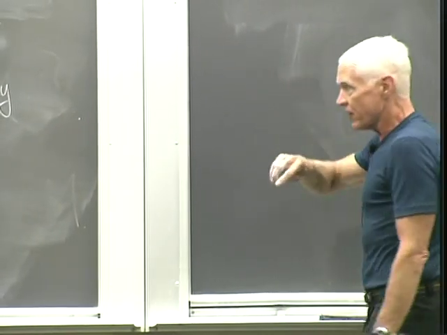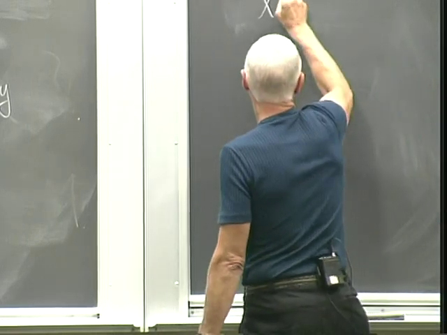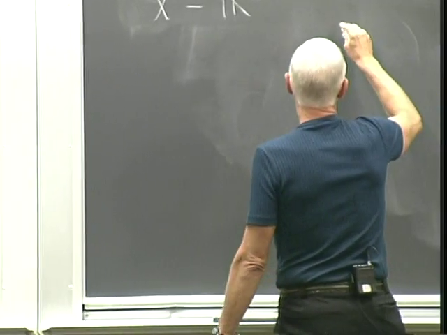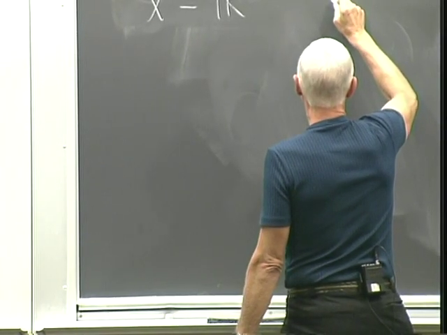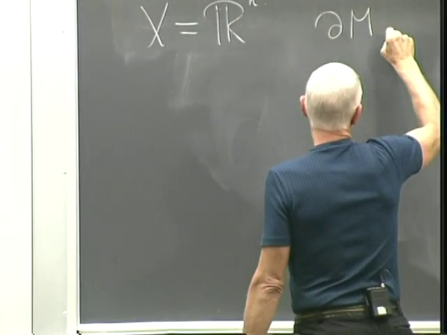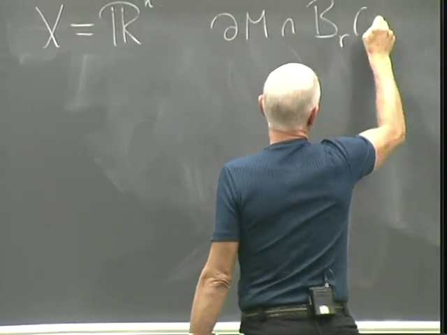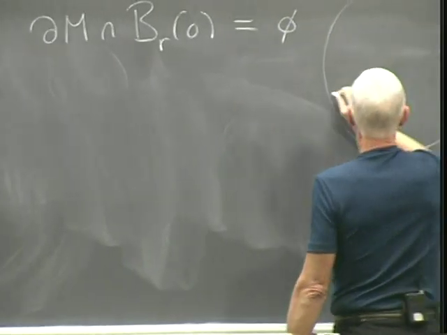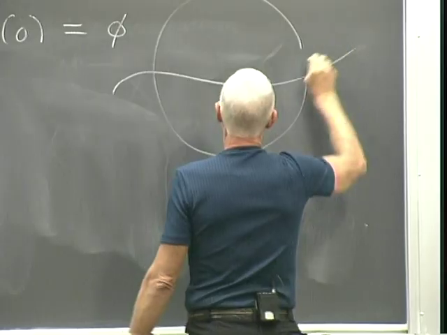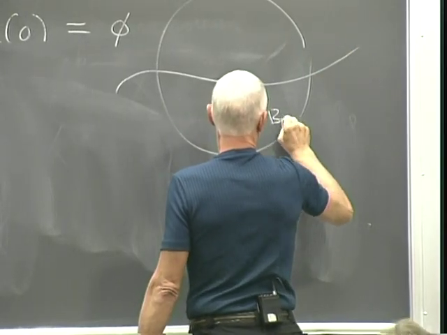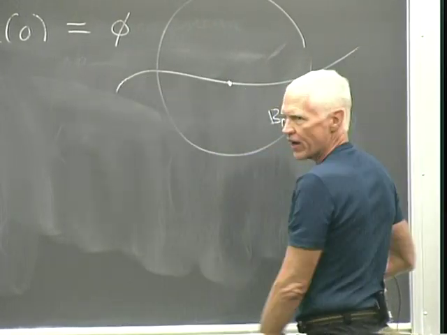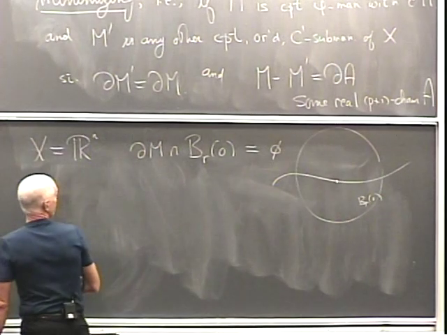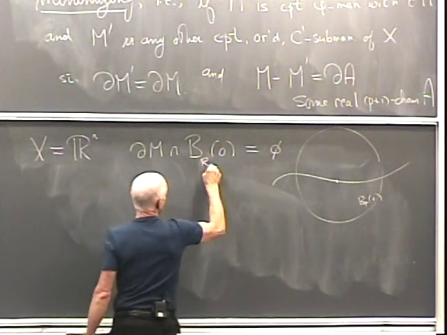So what are the monotonicity properties? In the case of Euclidean space, what's true is the following. Suppose that the boundary of M intersect the ball of radius R about the origin is empty. So you've got a submanifold of the ball of radius R, and it's without boundary in that ball. Okay? And let me make this a capital R.